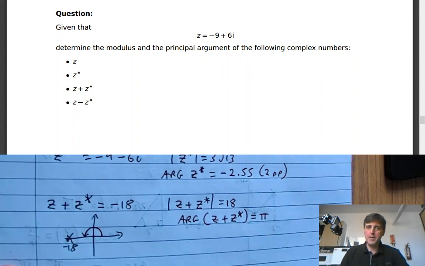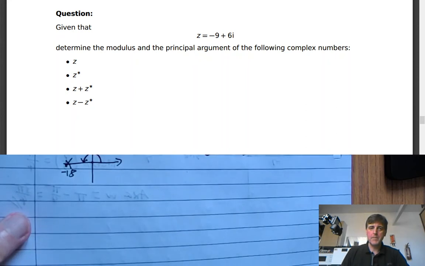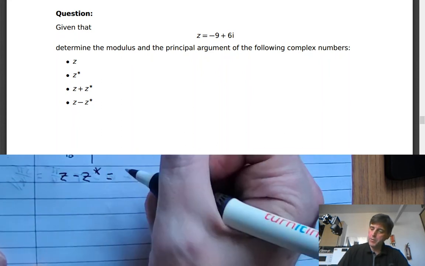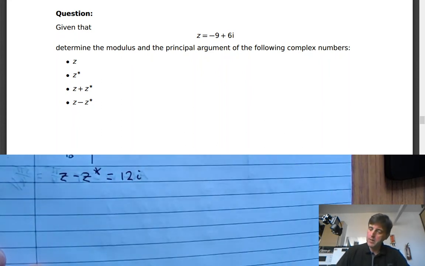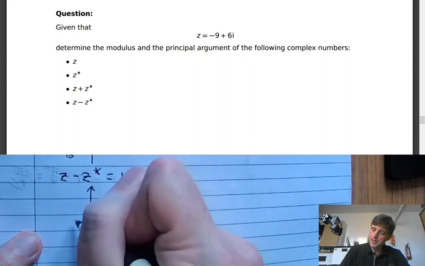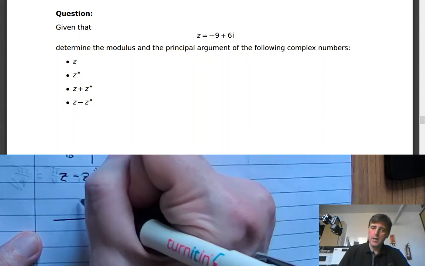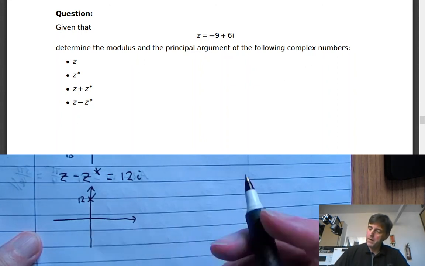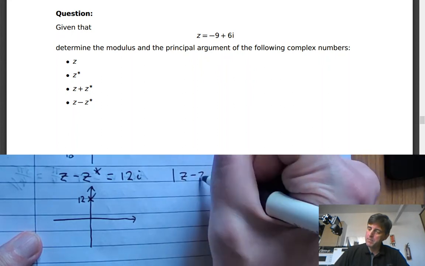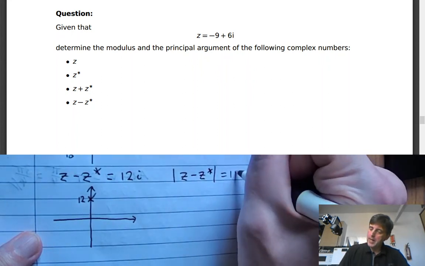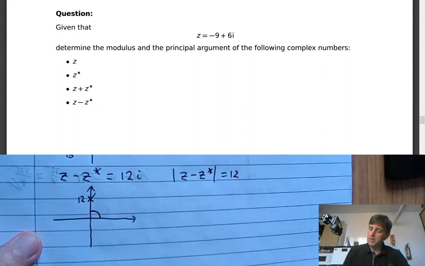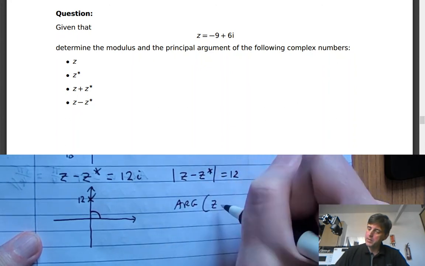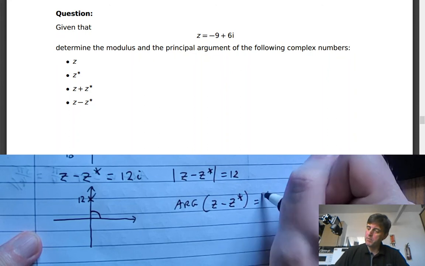Okay, finally, last one, z minus z star is going to be, turns out this one's a purely imaginary number, which is 12i. Do a quick sketch of an Argand diagram. 12i is right up here. So again, we can just see without having to do too many calculations that the distance of that from the origin, the modulus of that complex number, is going to be 12, and the angle it makes with the positive real axis is going to be a quarter turn here, so the argument of z minus z star is going to be pi over 2.